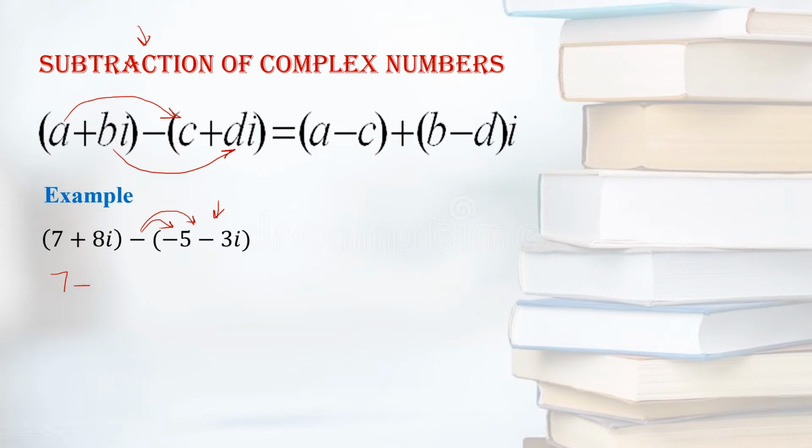So 7 plus 8i stays as it is. Negative times negative will give you positive 5, and negative times negative will give you positive 3i. Now real number with the real number, so you will have 7 plus 5, that will give you 12. Now 8i and 3i, they all are imaginary numbers, so plus 8i plus 3i, it will give you plus 11i. And that's all.